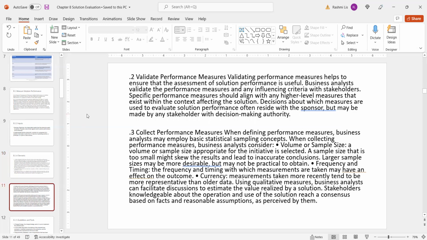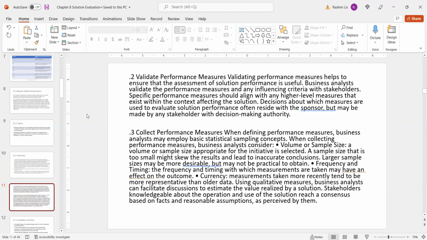Validate performance measures. Validating performance measures helps to ensure that the assessment of solution performance is useful. Business analysts validate the performance measures and any influencing criteria with stakeholders. Specific performance measures should align with any higher level measures that exist within the context affecting the solution. Decisions about which measures are used to evaluate solution performance often reside with the sponsor, but may be made by the stakeholder with the decision-making authority.